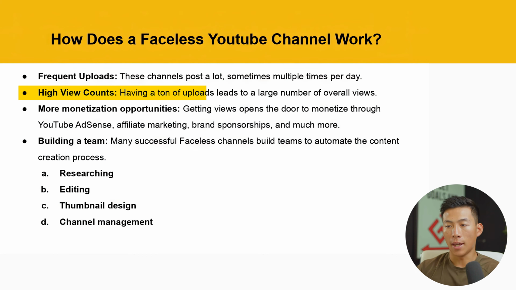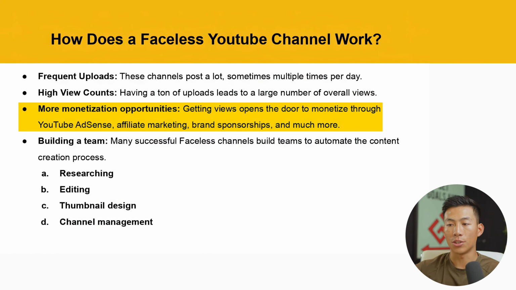post multiple times. And by having a ton of uploads, this leads to high view counts, which will lead to more monetization opportunities, because obviously the more people that are watching your videos, it's going to allow you to increase your YouTube AdSense monetization. You have more people clicking on your affiliate links. You can get bigger and better brand sponsorships for your videos, and so much more that we're going to talk about later on in this video.